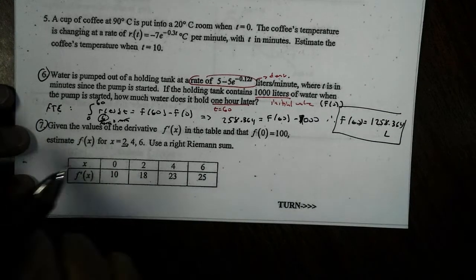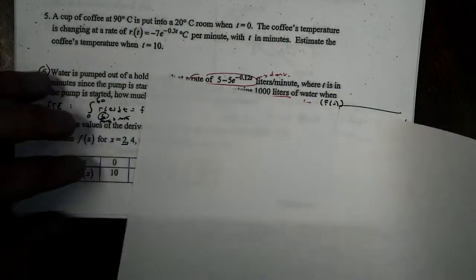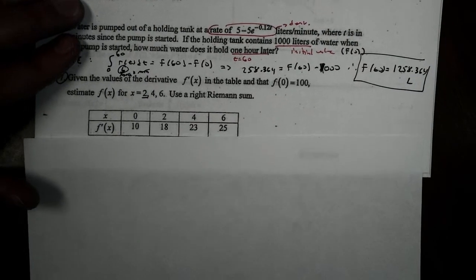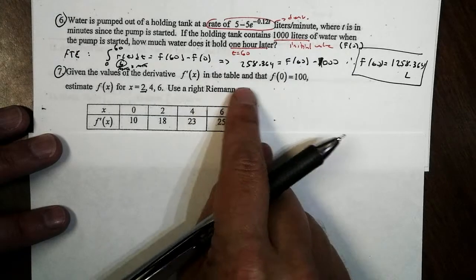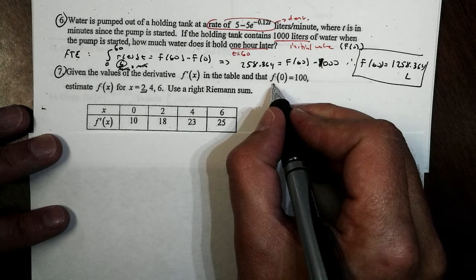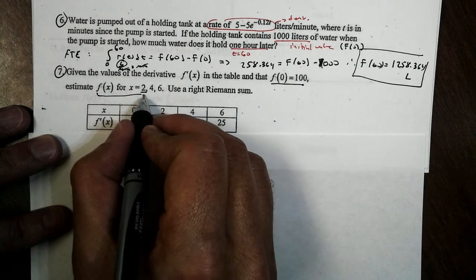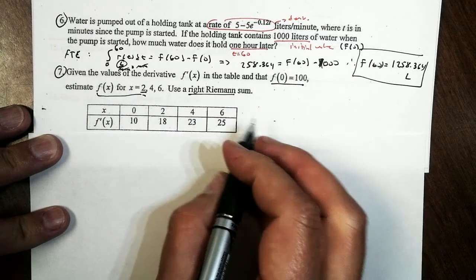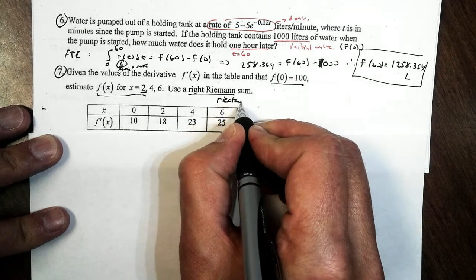All right. Part 7. We're only going to do one of these for Part 7, but you'll get the idea here. This is actually how the AP will sometimes employ Riemann sums. They're giving us the values of the derivative in the table, and they tell us the initial value f of 0. We want to estimate f of 2 using a right Riemann sum. Anytime they say Riemann, we're looking at rectangles.